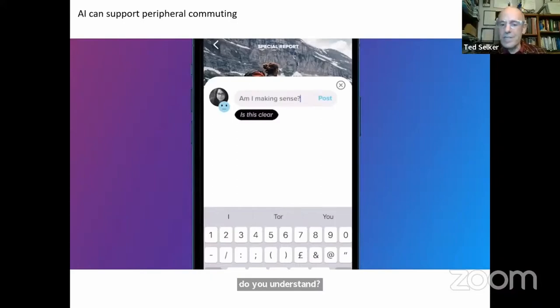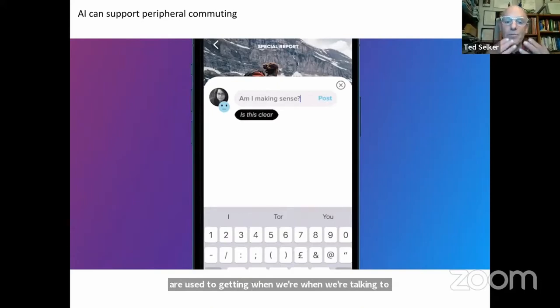So this is something that works while you're typing and responds to you in the moment as you're typing, so that it's almost like somebody you're talking to was giving you the facial feedback that we are used to getting when we're talking to another person. That's the image that I like to think of, is that we are very used to feedback.